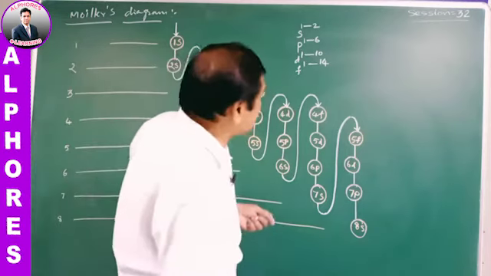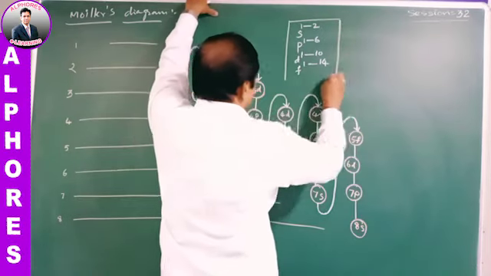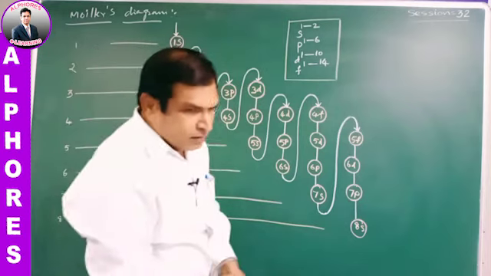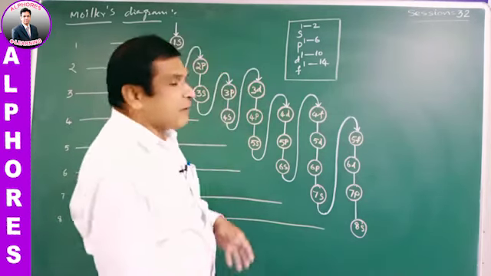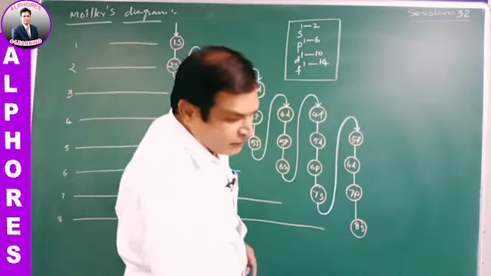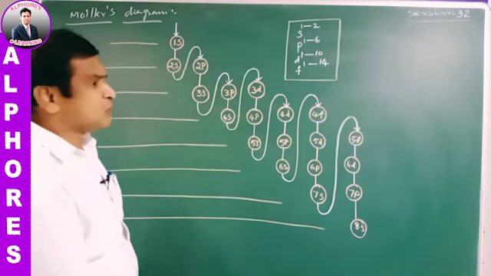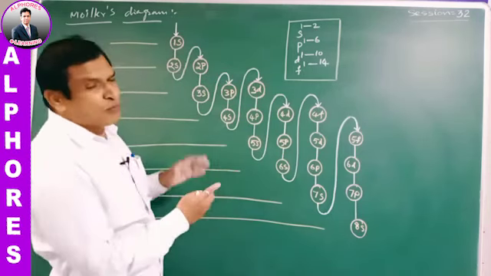So this is the maximum capacity of electrons in each subshell. Based on this order, the subshells are filled up like this. This is the maximum capacity of the various subshells. So that is the Aufbau principle we have done.